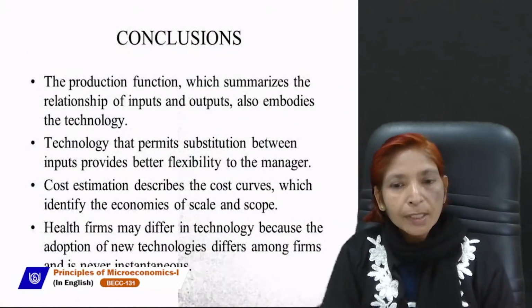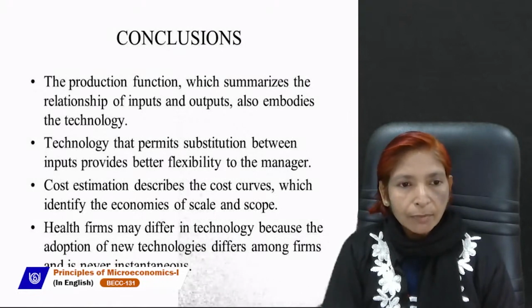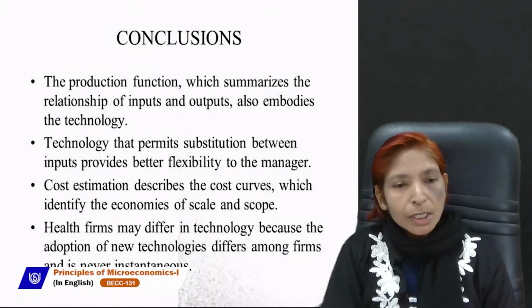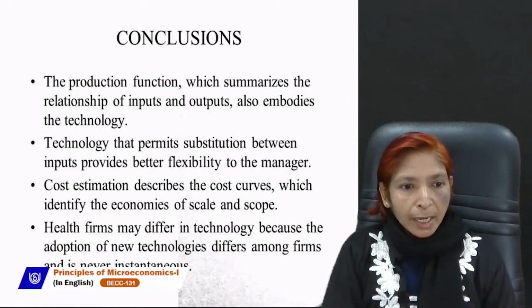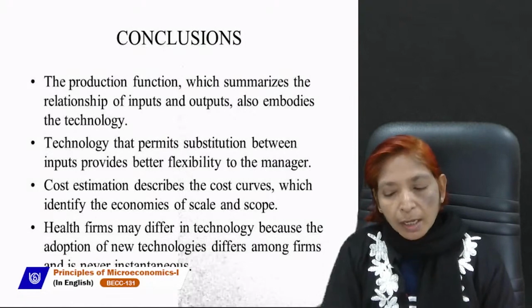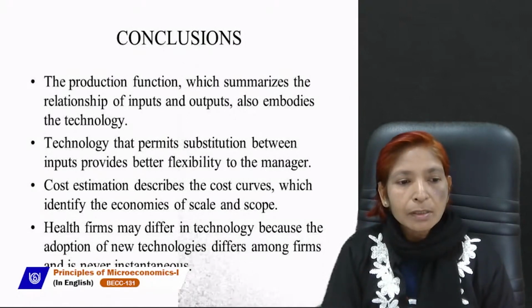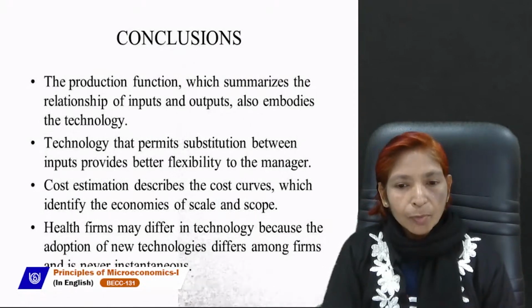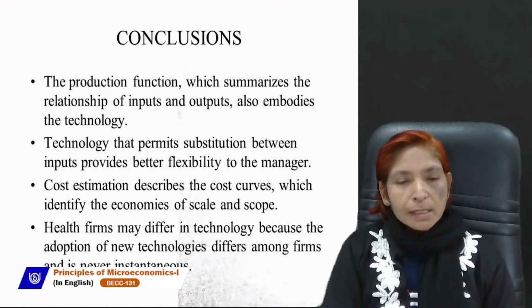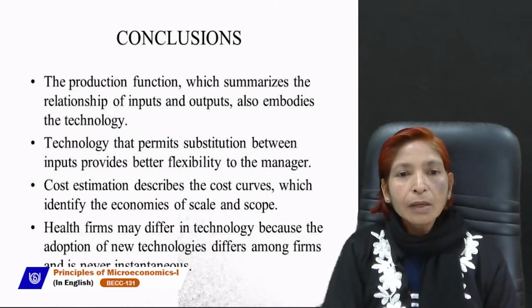And the conclusion of this unit, or today's topic, is the production function, as I discussed in the beginning, that the production function shows the relationship between input and output, and technology that permits substitution between inputs provides better flexibility to the manager. And cost is always incurred in the production of goods and services. So this was the last topic of your BECC 131.